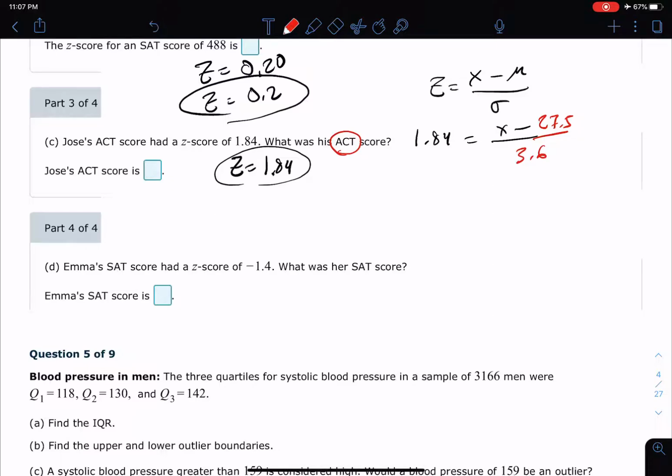So now we've got to solve algebraically. And I know if I multiply by 3.6 over 1, why did I do that? Because it's going to reduce perfectly with that 3.6. Of course, I've got to do both sides. Multiply both sides by 3.6.